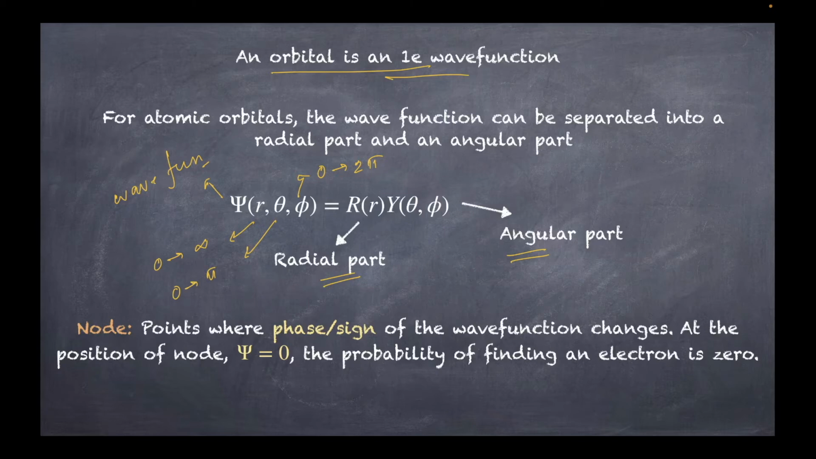Now let's understand the concept of nodes. The nodal points or nodes are the points where the phase or the sign of the wave function changes, and at the position of nodes the atomic orbital wave function, capital Psi, equals 0. That means the modulus of psi squared, which is the probability density, that means the probability of finding an electron at the nodal points, is also 0.